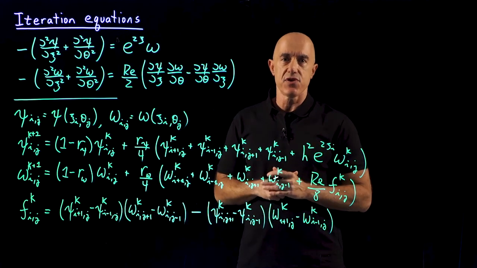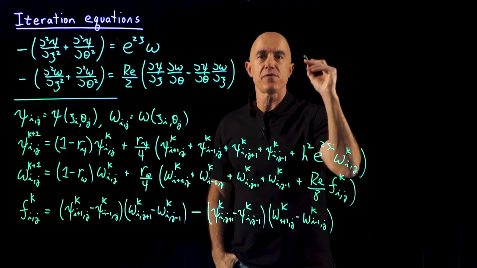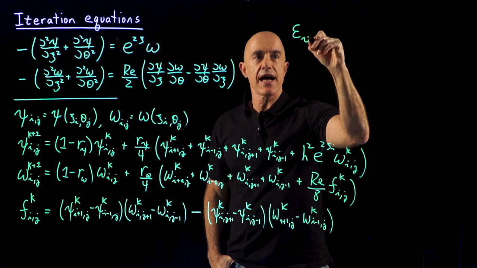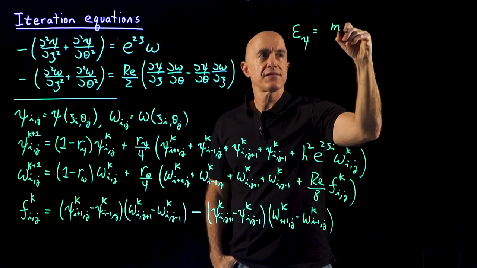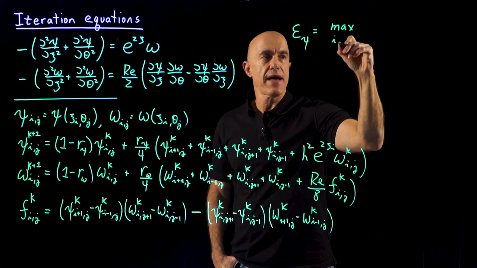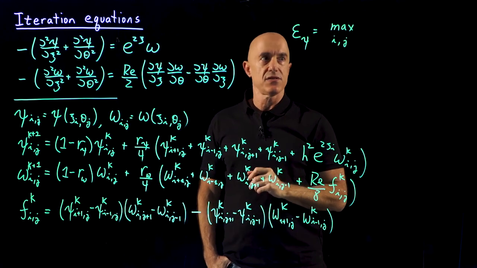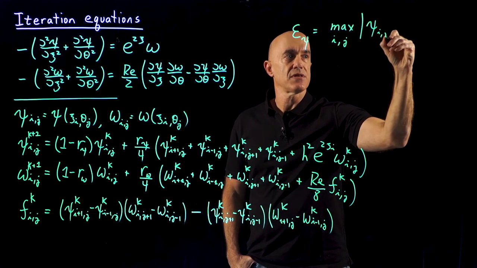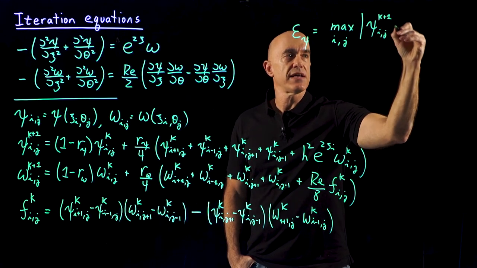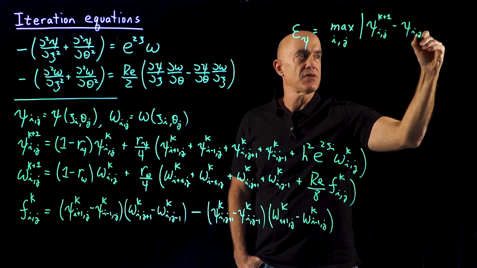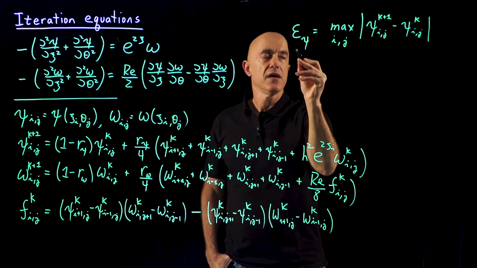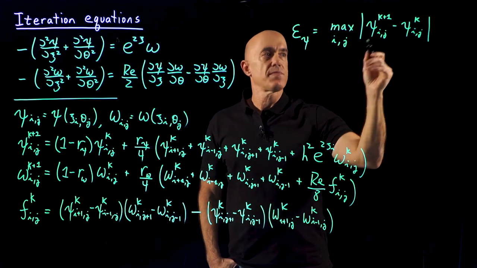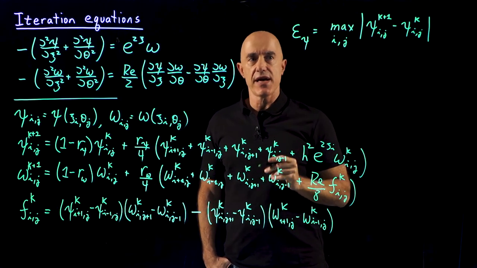So how do you test convergence? Well, you have to have some error parameter. So I'm going to define the error parameter for the psi equation to be the maximum value over the grid, so the maximum value over all the i's and j's of the absolute value of psi of i,j at the k+1 iteration minus psi of i,j at the k iteration. So this epsilon psi will tell us the maximum that psi changes with each iteration.